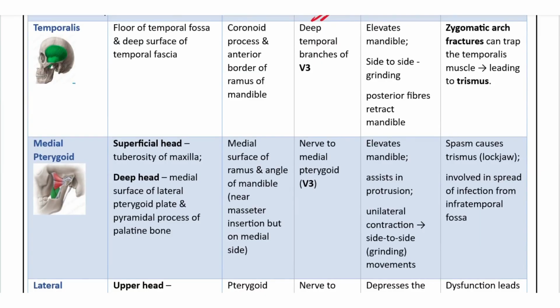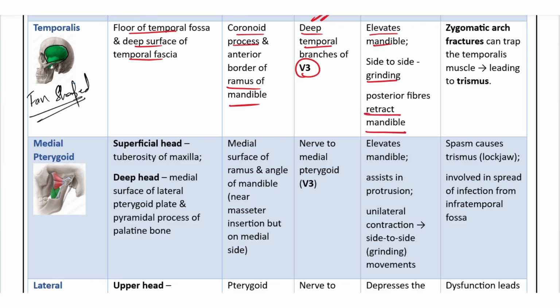Coming to the temporalis muscle, as you can see from this image, it's very flared, so it's called a fan-shaped muscle. It originates from the floor of the temporal fossa and deep surface of the temporal fascia. It inserts into the coronoid process and anterior border of the ramus of the mandible. Nerve supply is from the deep temporal branches of the mandibular division of the trigeminal nerve. Action, it elevates the mandible. Side-to-side movement will help in grinding, and the posterior fibers will retract the mandible. Applied anatomy, the temporalis muscle can get trapped whenever there are zygomatic arch fractures, which can lead to trismus or lockjaw.